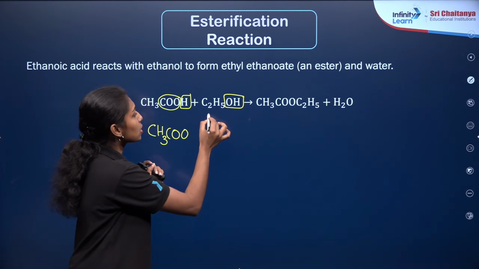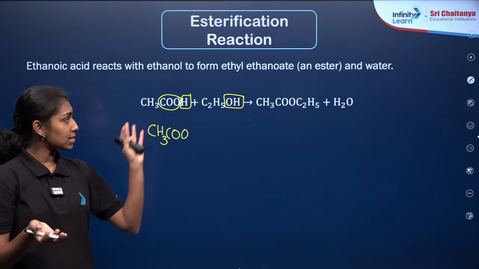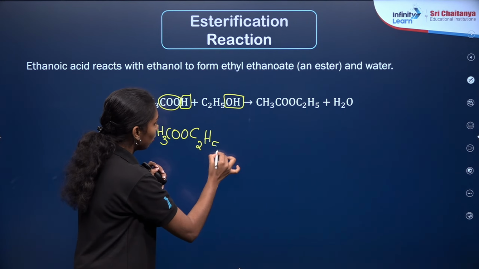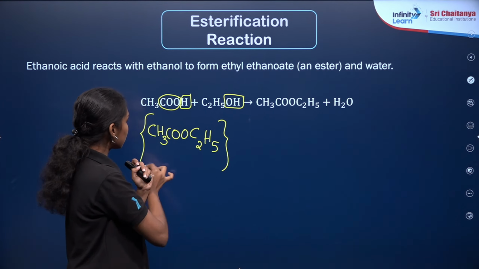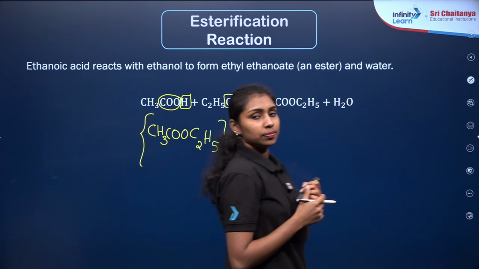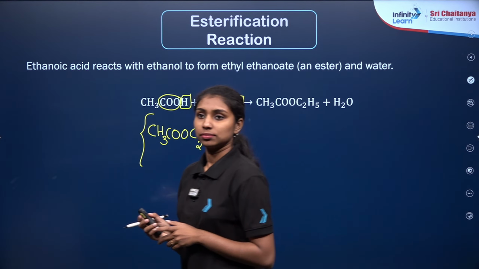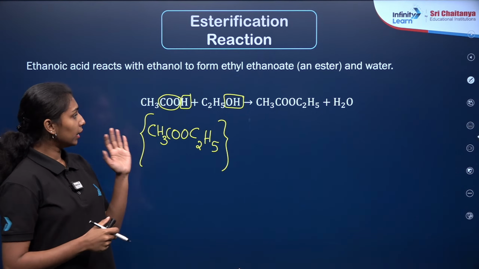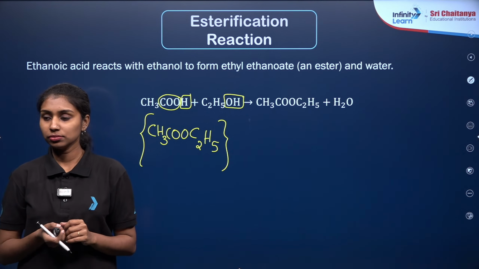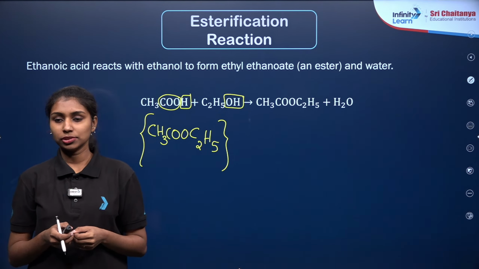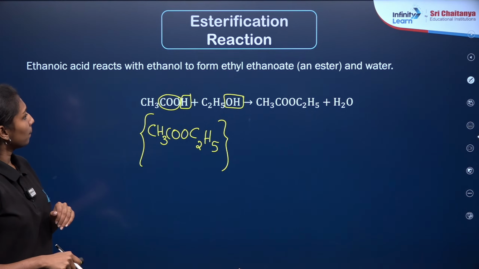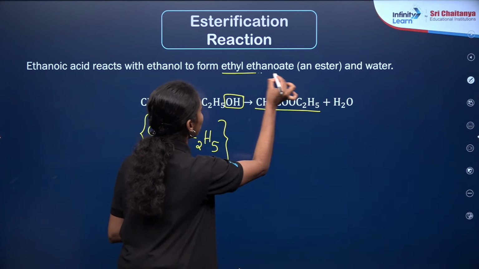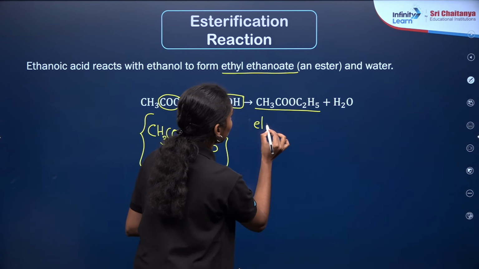Then what is here in the case of C₂H₅OH? OH is again removed, right, as a part of water. So remaining it will be C₂H₅. So this will be our resulting product. Is there any doubt? Okay, fine. Yes, this is the ester compound and its name is ethyl ethanoate.